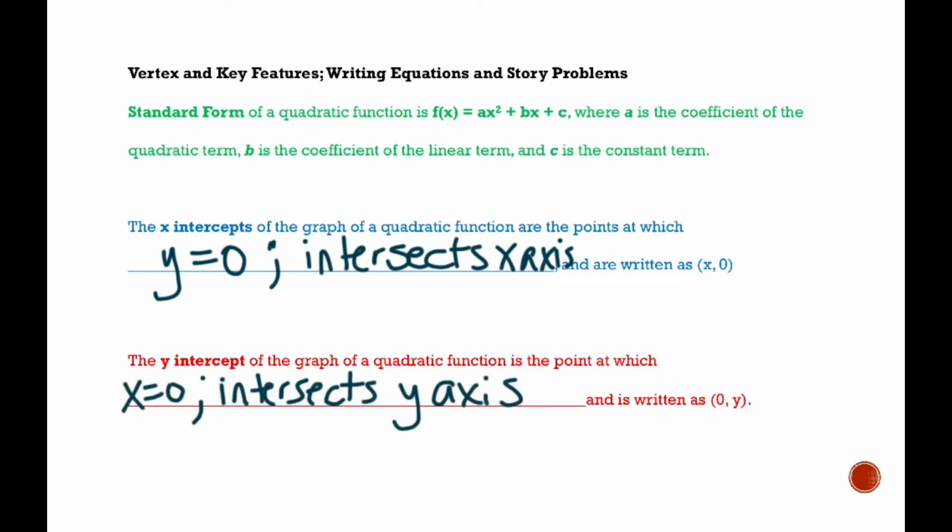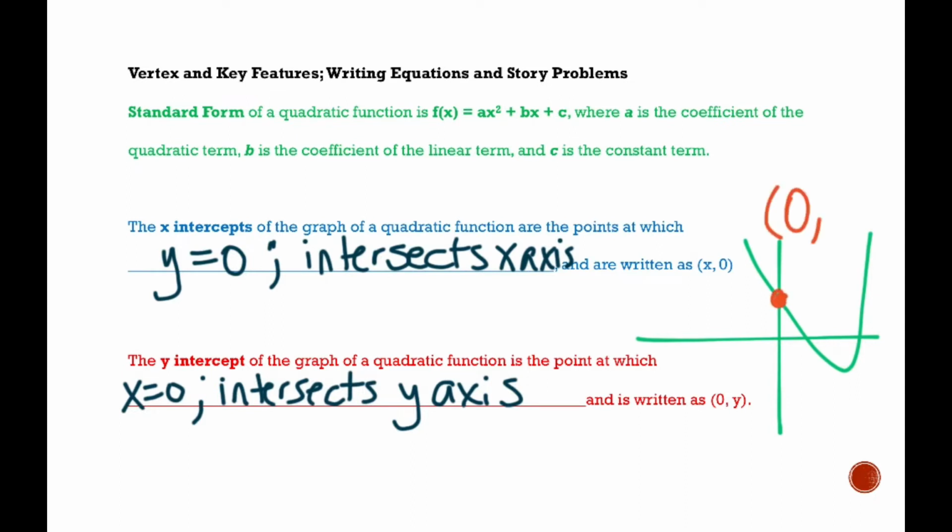The y-intercept is where x is equal to 0, and it intersects the y-axis. If you think about where it intersects the y-axis, that point is going to be 0, something, and so that's where x is equal to 0. So that will be the y-intercept.